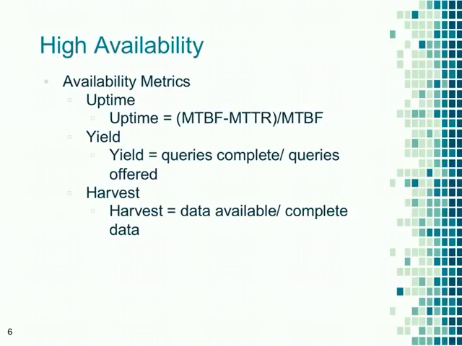Lastly, we're going to look at the harvest of a query. This is the data that is available divided by the complete data. Ideally, you would have 100% harvest in yield, which would mean that every query would be completed successfully and the entire database would be reflected.